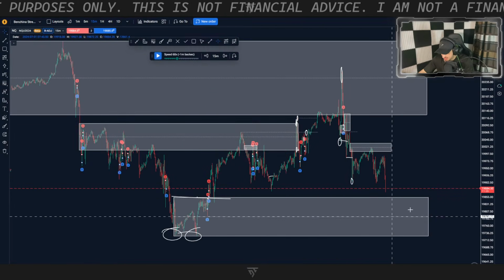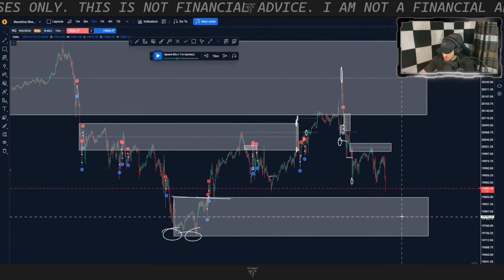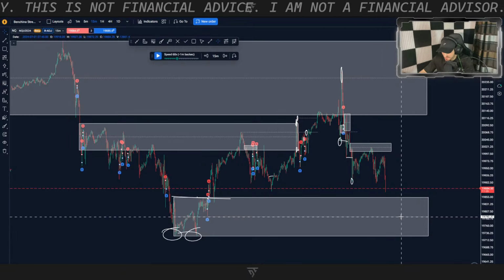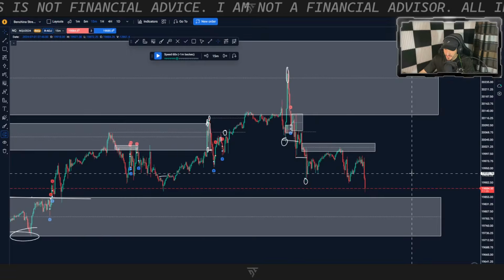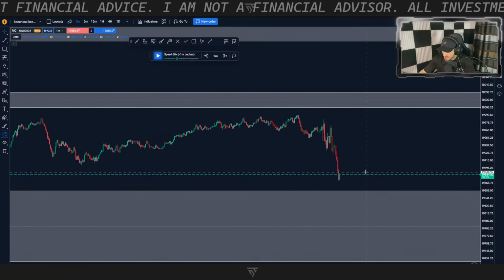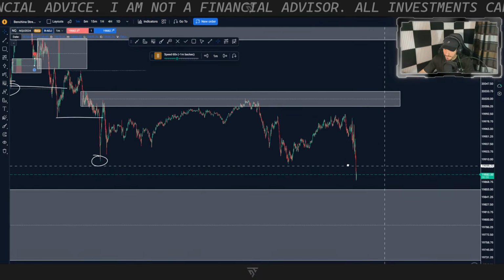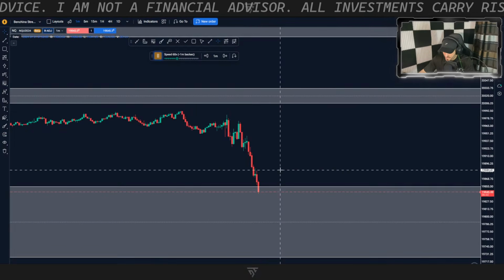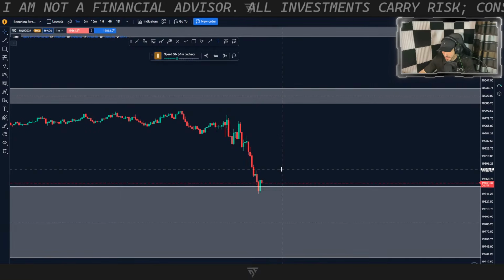Possibly can find a rejection at that 791 level. That's where I can find possible support. Oh, this is dropping.